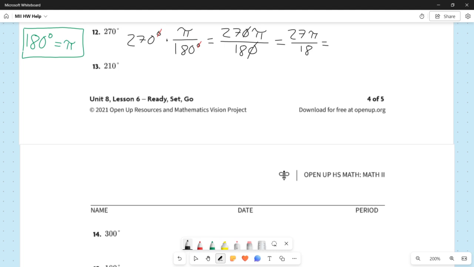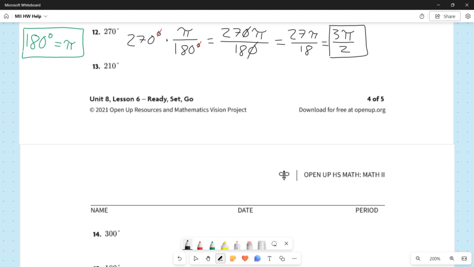So if we divide out a 9 from both the numerator and the denominator, 27 divided by 9 is 3. We still have the pi there. We haven't really done anything with it. And then 18 divided by 9 is 2. And that is our final simplified answer here.